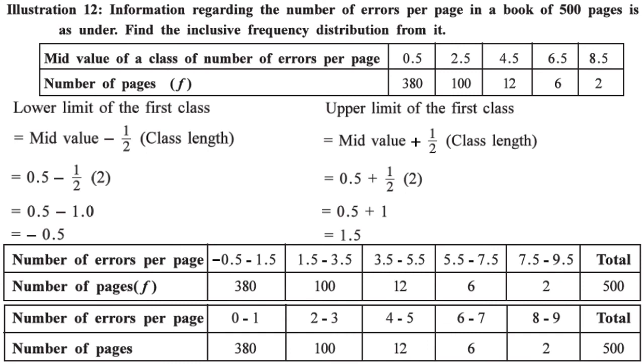Thus, what I am doing here is adding 0.5 in the beginning and subtracting 0.5 at the end for all the classes. That means now these classes are inclusive.